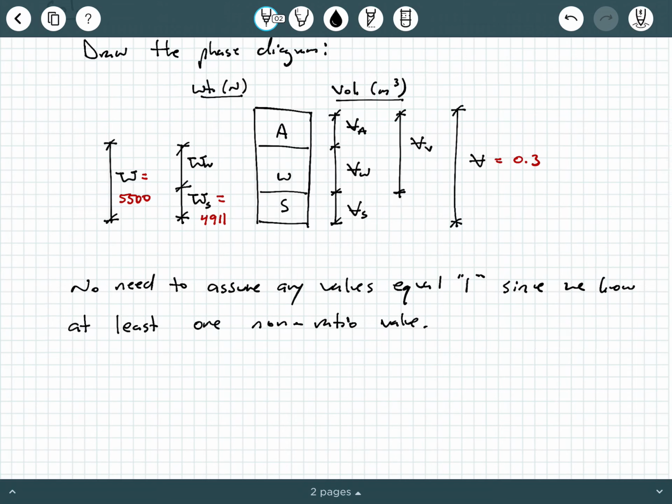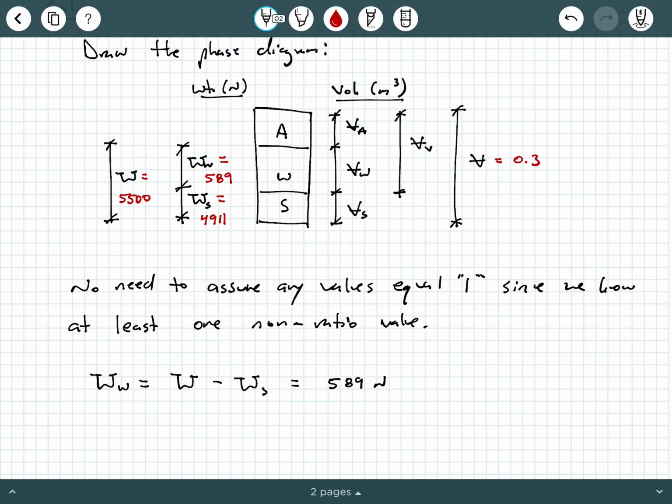So let's go ahead and get started in populating this. The first thing we can easily calculate is the weight of water. Just look at the weight side of the phase diagram. The weight of water should just be equal to the total weight minus the weight of soil solids. So 5,500 minus 4,911 should clearly get 589 newtons as our weight of water. We're going to populate that in here, 589.